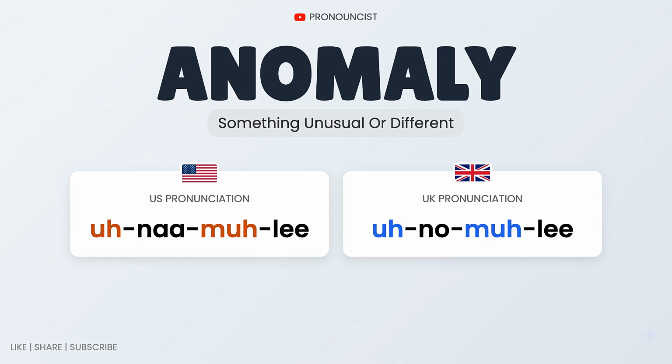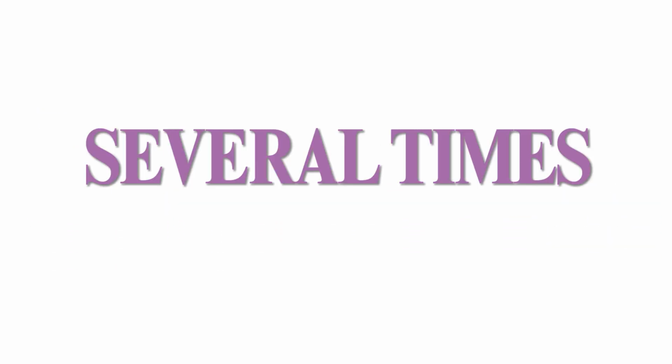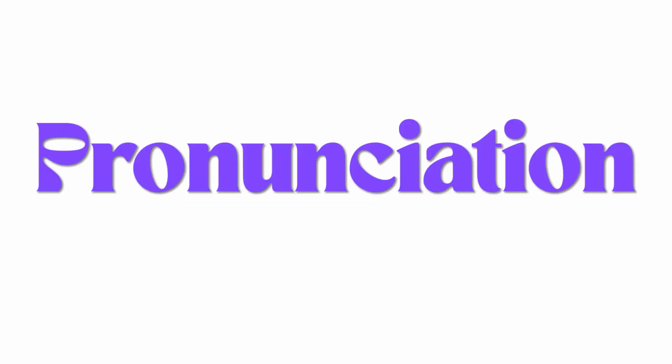US has na. UK has no. Don't mix them. Practice repeatedly and you'll soon be able to say this word perfectly. The best way to practice is to repeat the syllable multiple times. The meaning of the word is something unusual or different. Try repeating this word several times to improve your pronunciation.